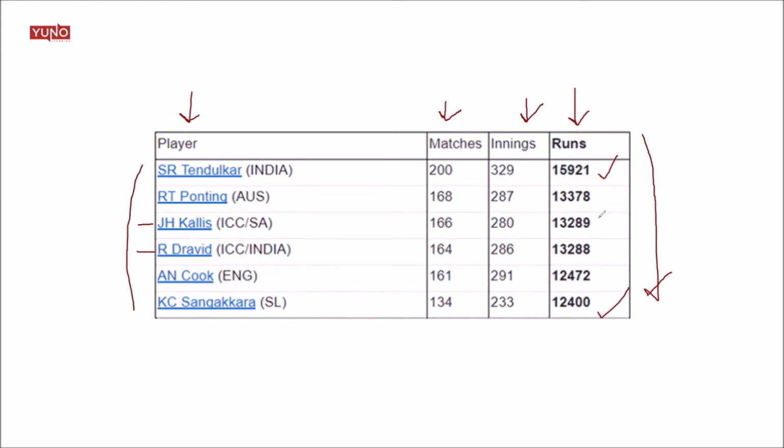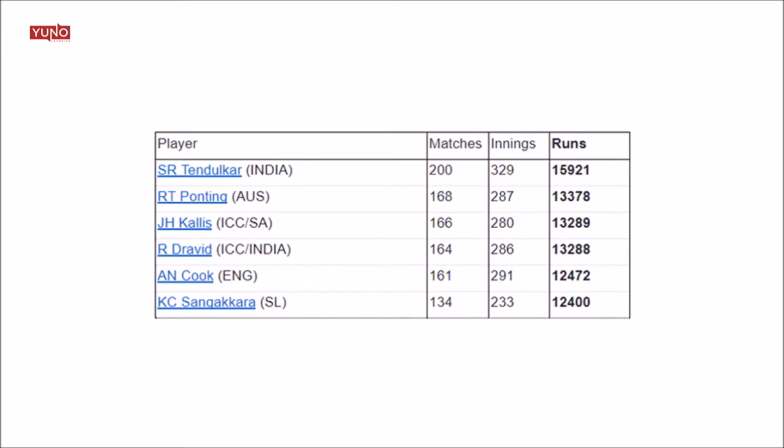Next, if you notice, the runs in this and this row, third and fourth row, are almost identical, right? See, there's a difference of only 1 score. So if you look closely, Dravid played 2 matches less than Callis did, but still managed to score as much as he did, right? Similarly, if you look at the runs of Cook and Sangakkara, they are also very close, although Sangakkara played fewer matches, right?